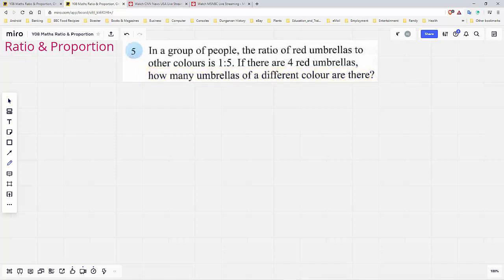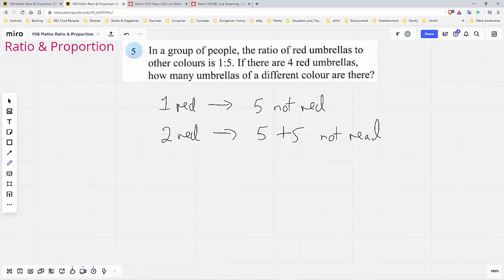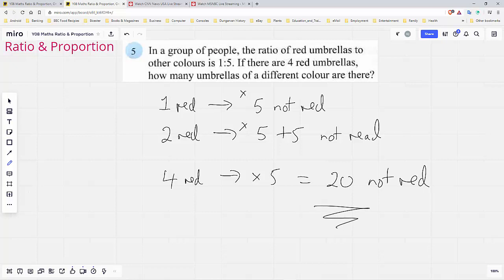So let's think about what this means. If I had 1 umbrella that was red, I would then have 5 times as many not red. If I had 2 red, I would have a 5 plus a 5 not red. So I've multiplied by 5 each time. So if I've got 4 red umbrellas, I'm going to multiply by 5, I'll get 20 not red umbrellas. So there's my final answer, 20 not red umbrellas.